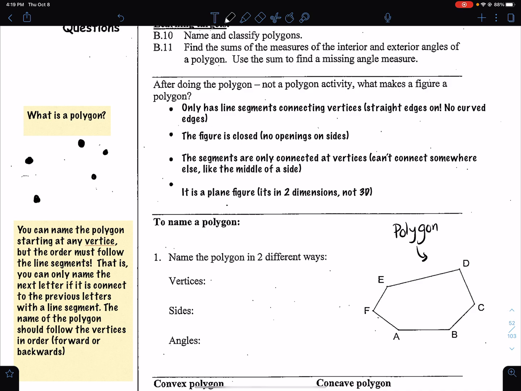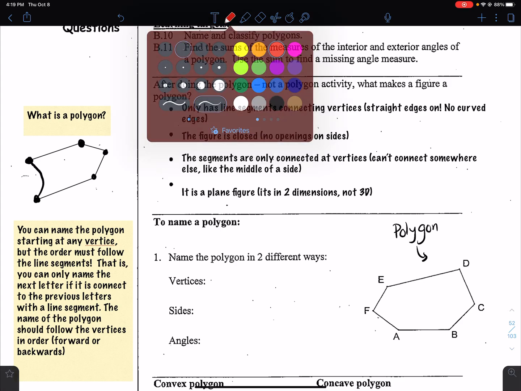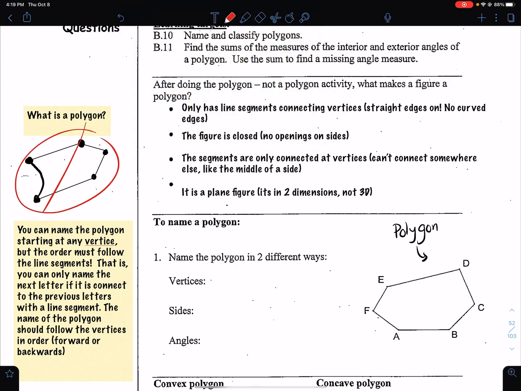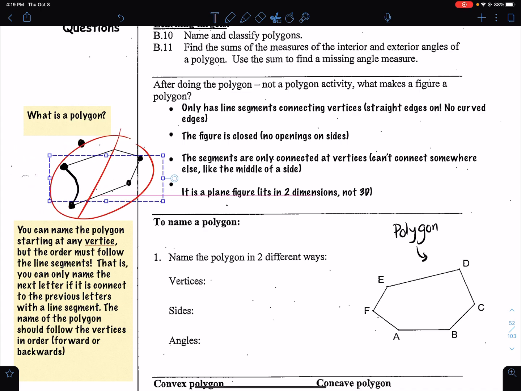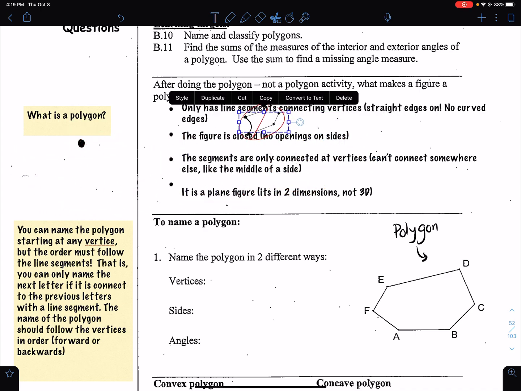So the first rule that we see right here is we're only allowed to connect them with straight lines. So if I started at this vertex and I connected it to that one, that's a straight line. This is a straight line there. This is a straight line. When I connect this one, that's also a straight line. I am not allowed to do something like a curve or do something squiggly or anything like that. So something like this is a non-example of a polygon, because not all the edges are straight.